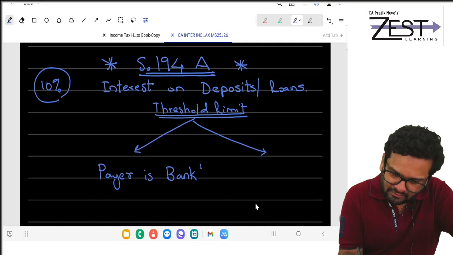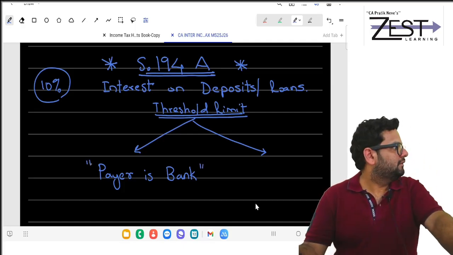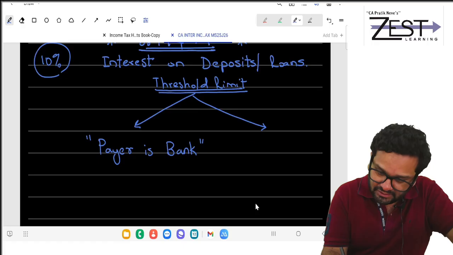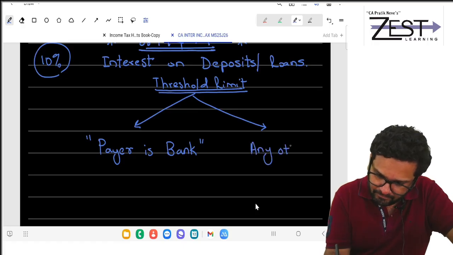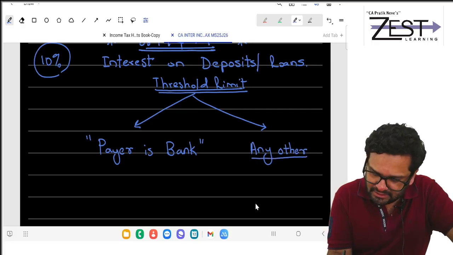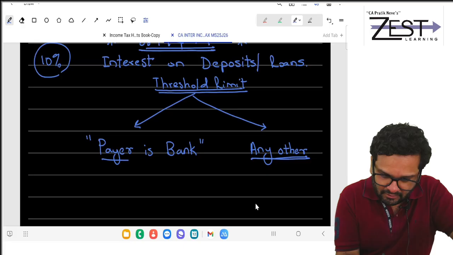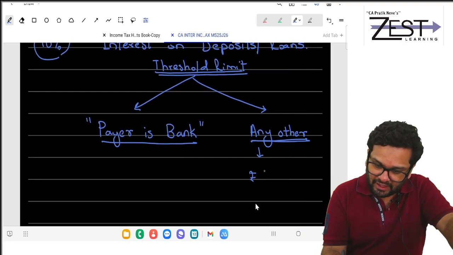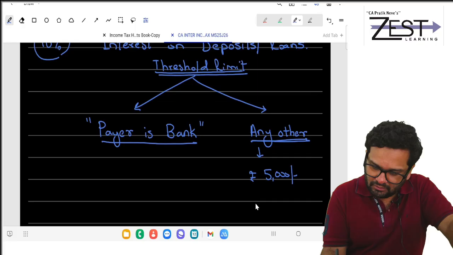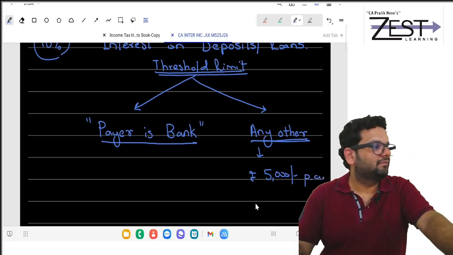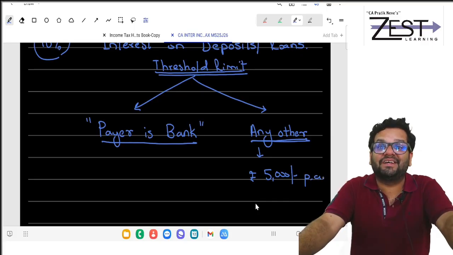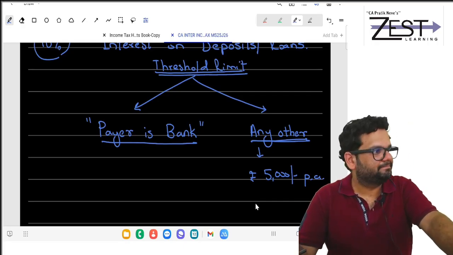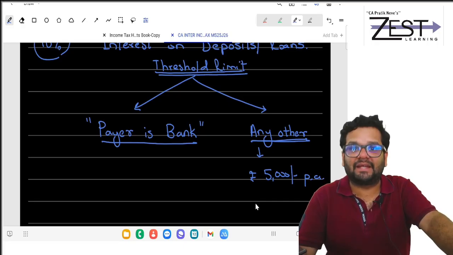Payer means one who is paying is payer. Payer is who? Bank. Or payer is any other. Any other means other than bank. If payer is any other, do you know what is the limit? 5,000. 5,000 what? Per annum. So if interest payable is exceeding 5,000, you will do TDS at 10%.